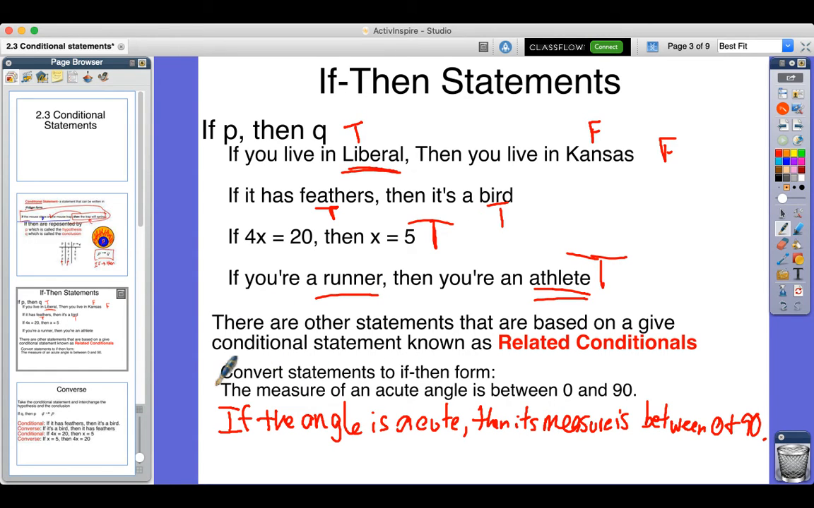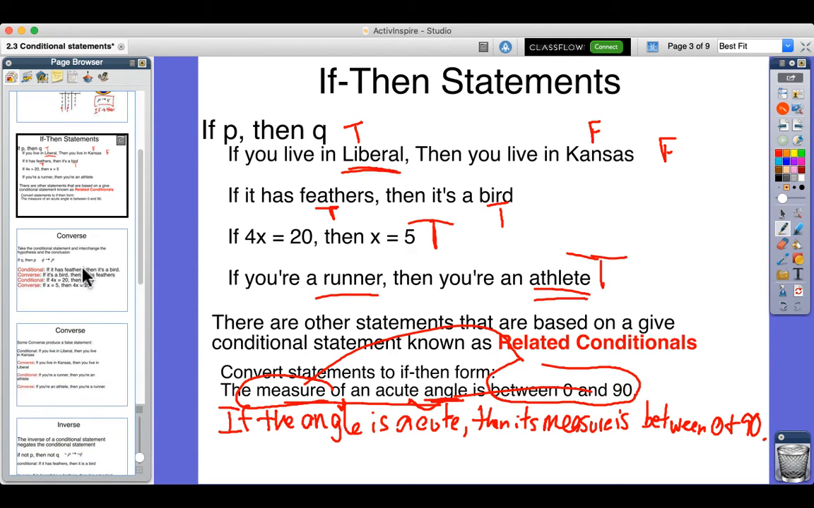This kind of breaks down to an English project. The whole purpose of this statement is we're talking about an angle, so that goes with our if statement. This angle has to measure a certain amount to be considered acute. So if the angle is acute, then the measure of it has to be between this. Most of these statements, you can just take the first half, make it a statement, and the second half will be your conditional.